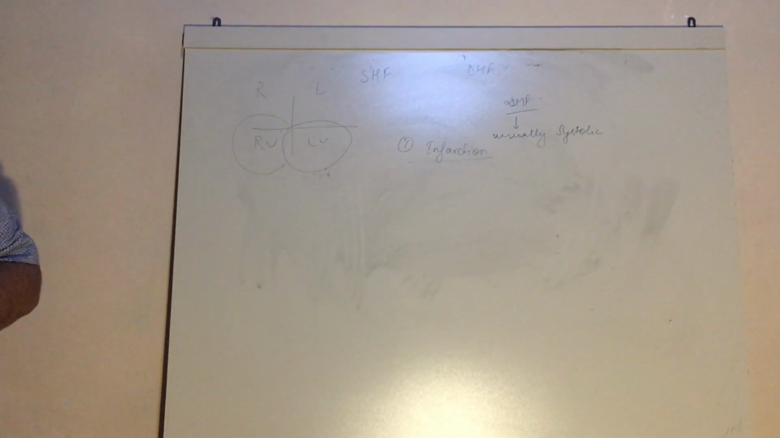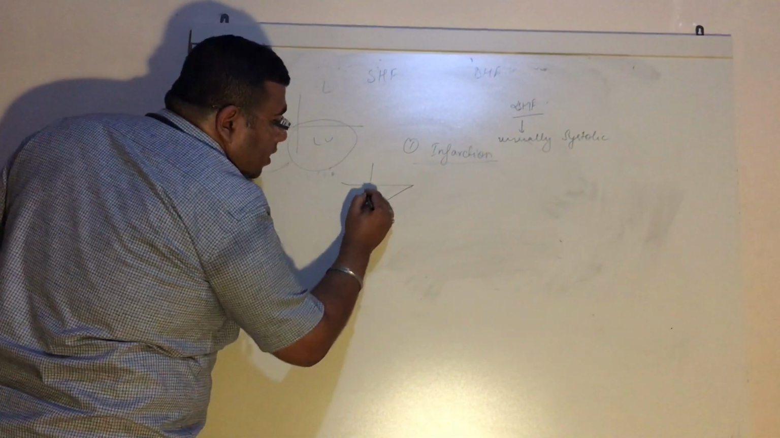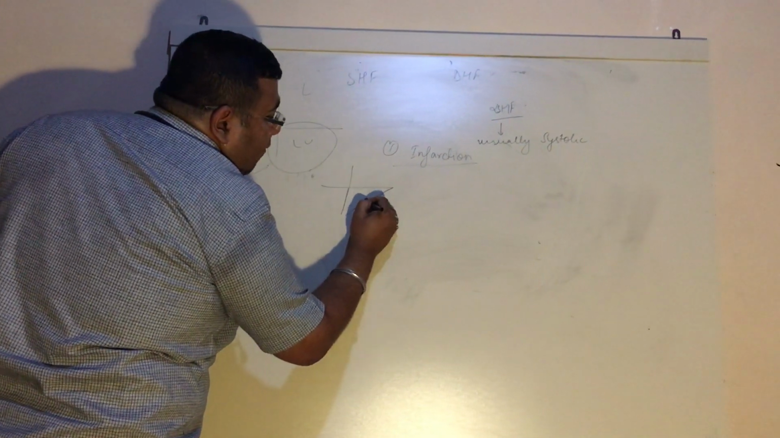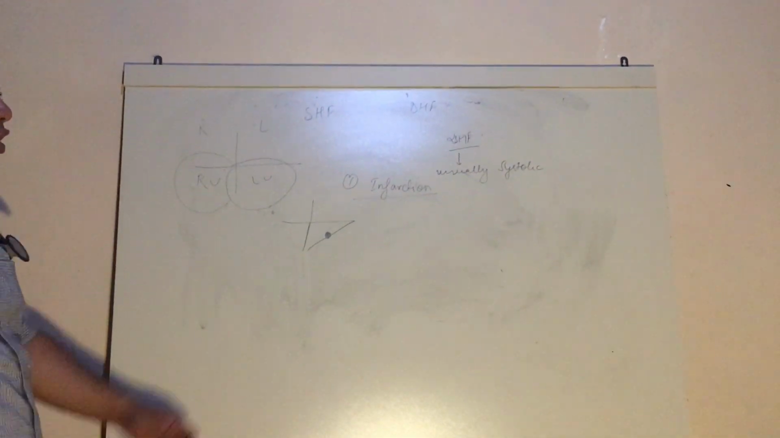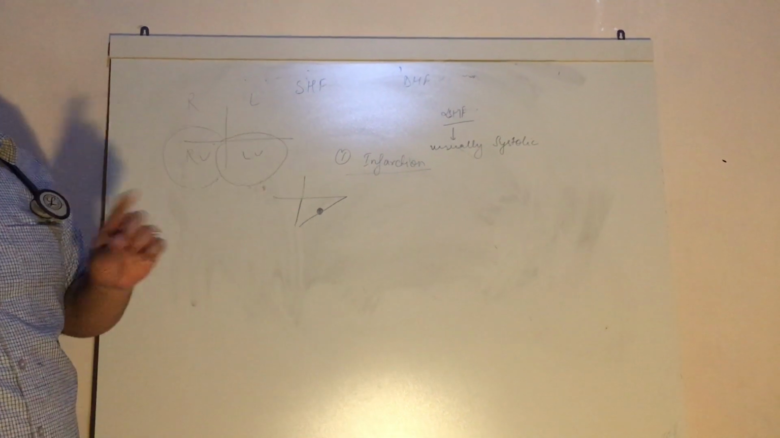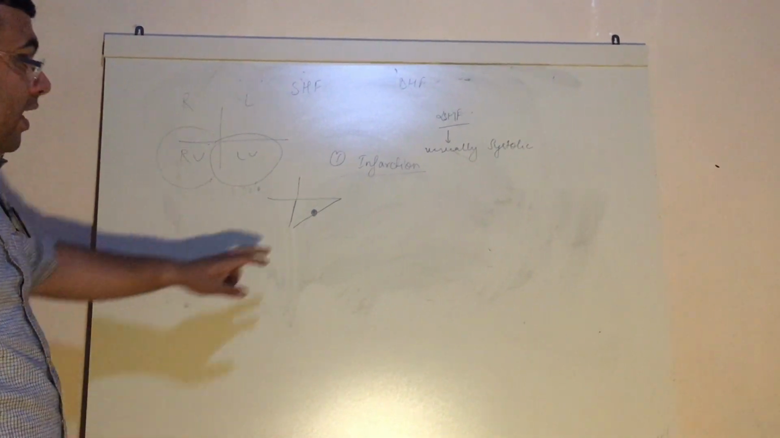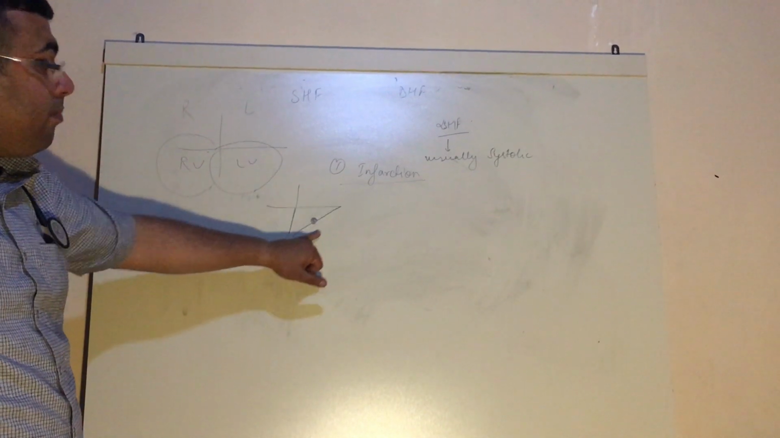And what does infarction do, guys? Basically it damages the myocardium. Okay, so let's say this is my heart and this is somewhere the infarction has taken place. From the place where the infarction has taken place, my myocardium will become weak.